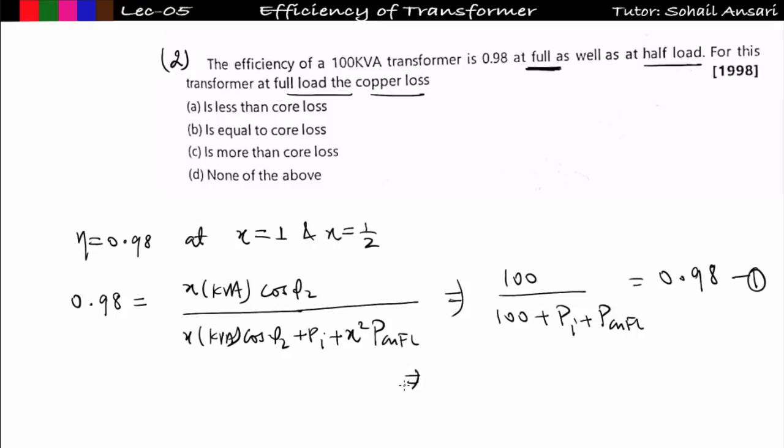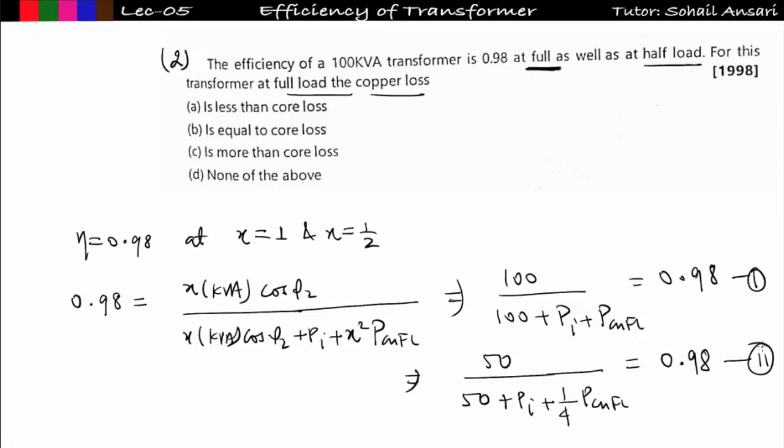And for the second equation, by taking x equal to 1 by 2, it will be 1 by 2 into 100, that is 50, by 50 plus Pi plus x square times PCU full load, which is 1 by 4 times PCU full load, and this is also equal to 0.98. So by solving these two equations, I can easily get Pi and PCU full load, and by seeing these two, I can easily say which option is correct.